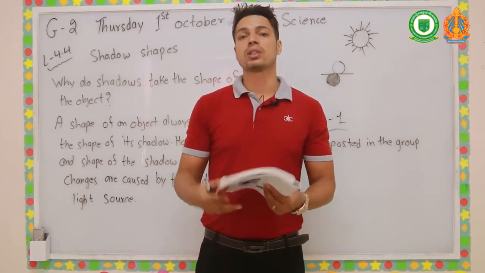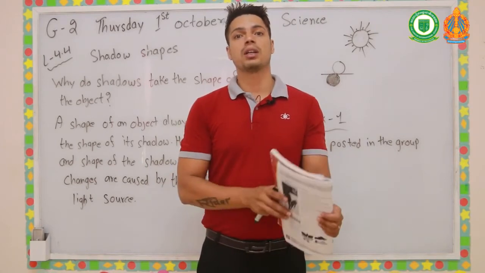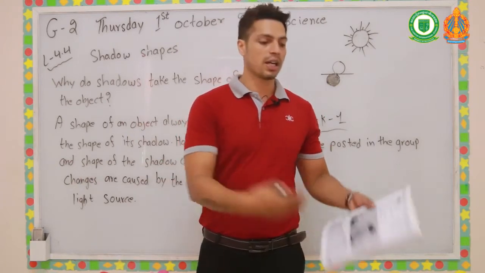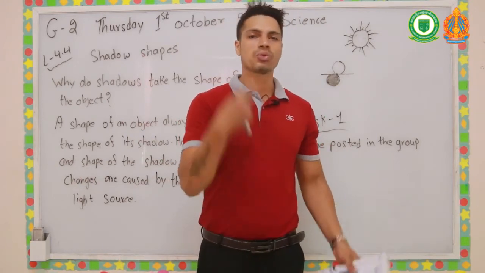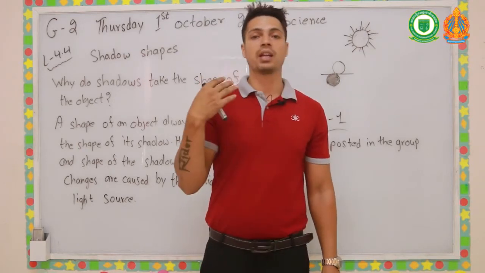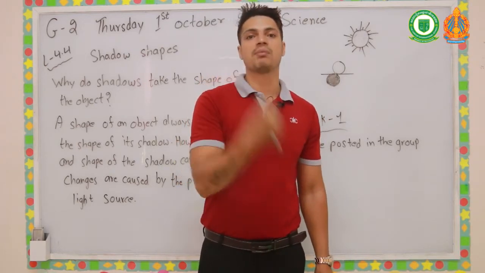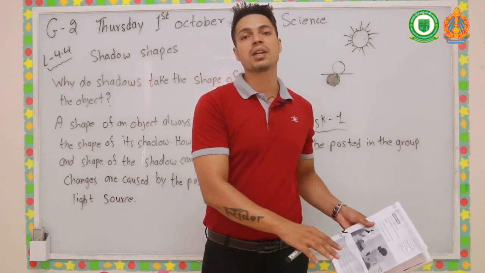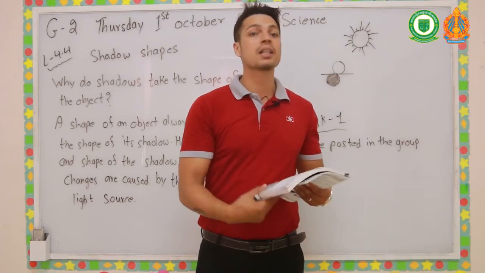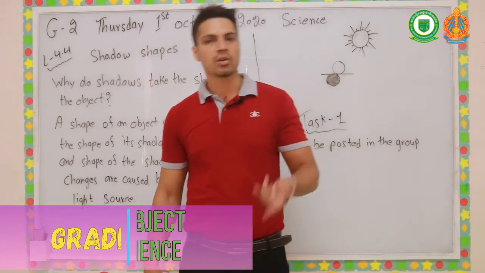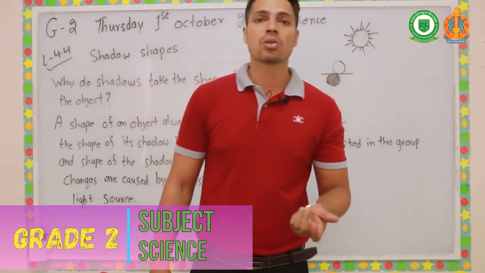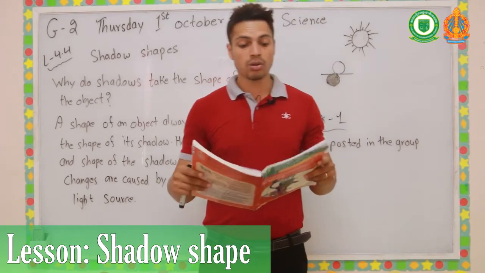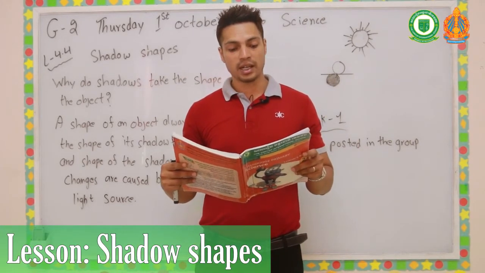Shadows do not always look the same. Why? Because we can see our shadow, and sometimes it looks like us, but still we cannot see our eyes, our nose, or our mouth in the shadow. We can only see the real image of a human, but it's black. It's dark. We cannot see eyes, we cannot see nose. So shadows do not always look the same as the object that makes the shadow.